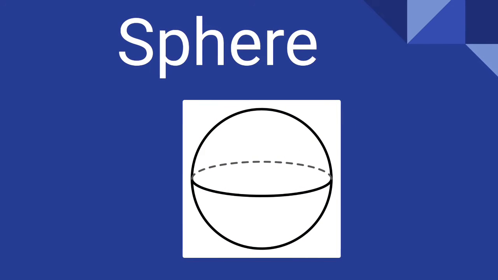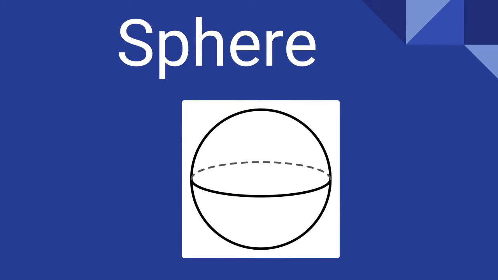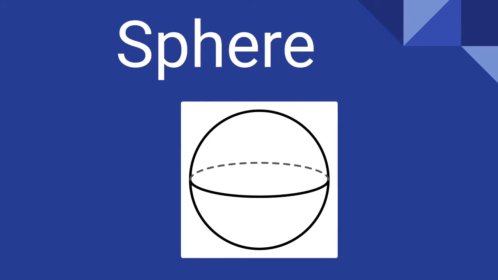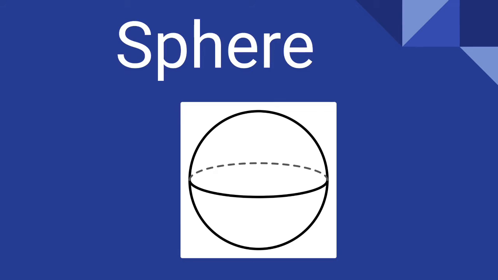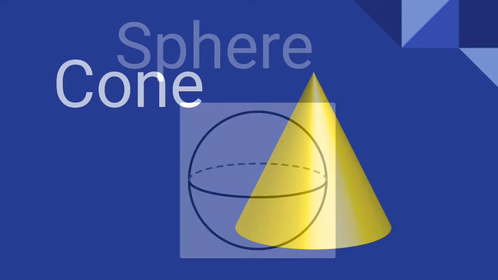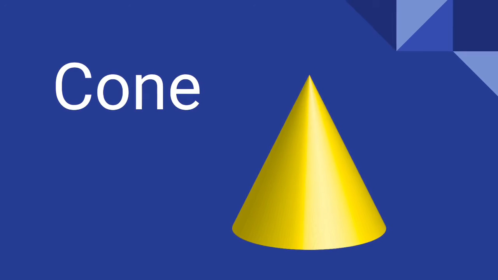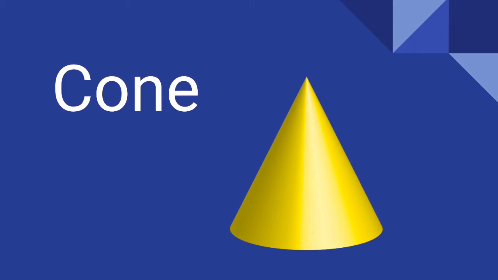A sphere is all round. It doesn't have any sides, edges, or corners. A sphere is also sometimes called a ball. The cone has a circle on one side and goes to a point in the other. A cone can face with the point on the top or the bottom.